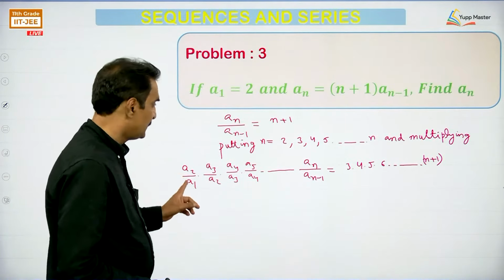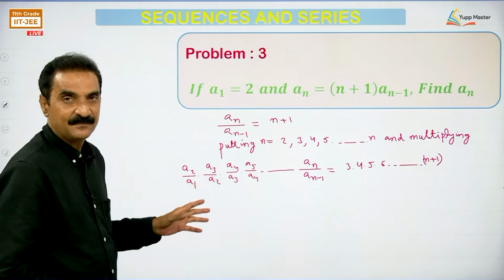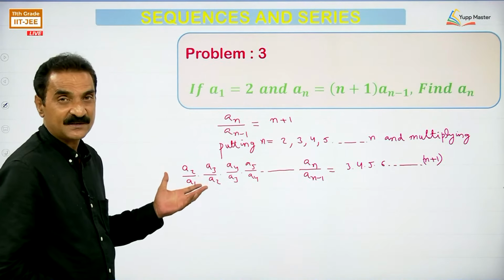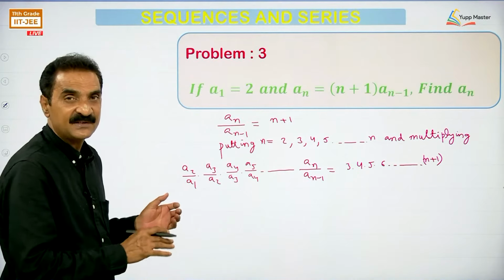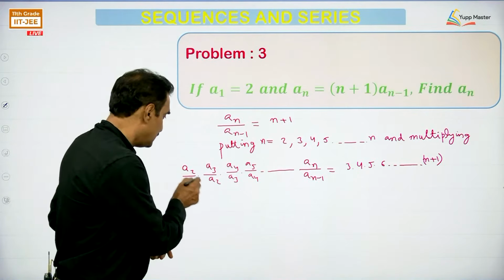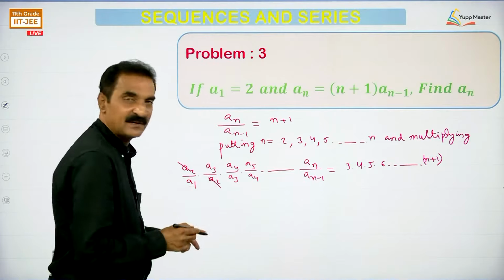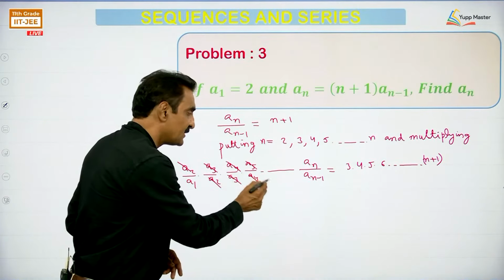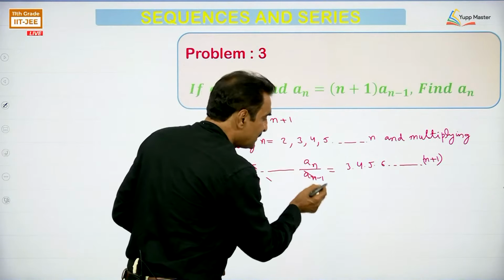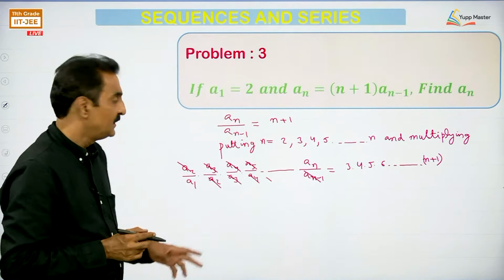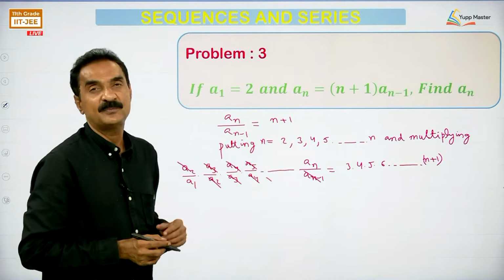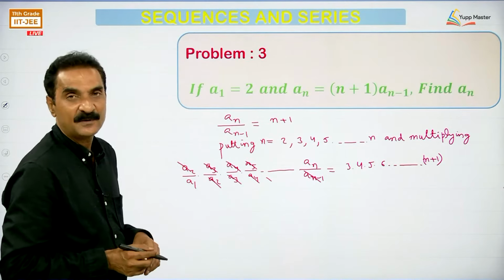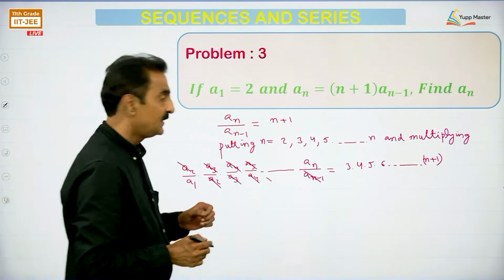Now, look at the LHS. It is a telescoping product and terms can be cancelled massively like this. a2 cancels diagonally, a3 also cancels, a4 also cancels, a5 also cancels. In the last term, the denominator will cancel out. So, only the last factor of the numerator and the first factor of the denominator are remaining. Alright.